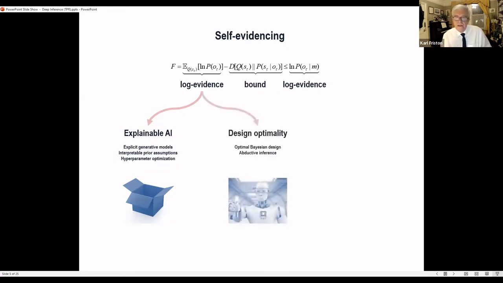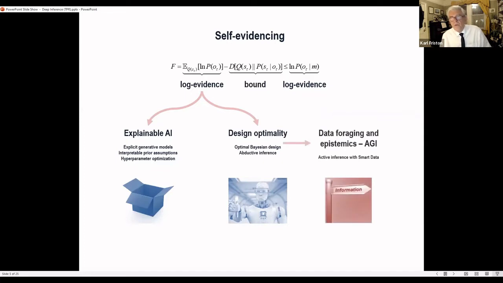What we will see later on is that it also brings to the table another key advantage in terms of design optimality and compliance with the principles of optimal Bayesian design, which in a sense underwrites a principled approach to data mining, foraging for the right kind of data that will maximally inform and update my beliefs in the most efficient way. And that's basically the essence of my talk.